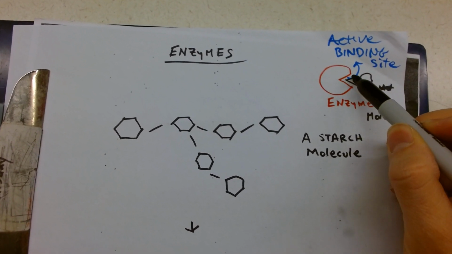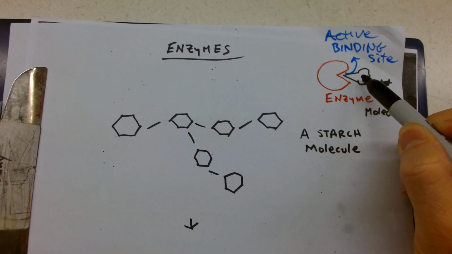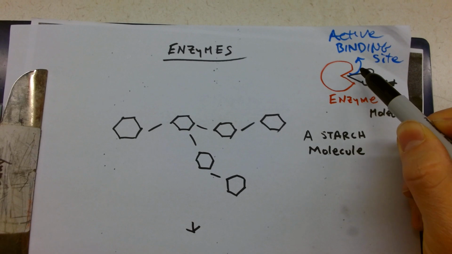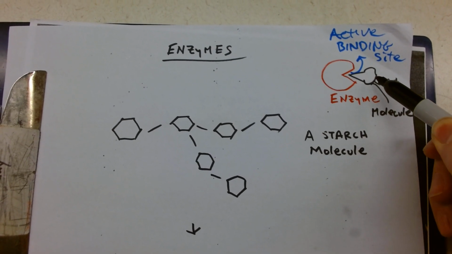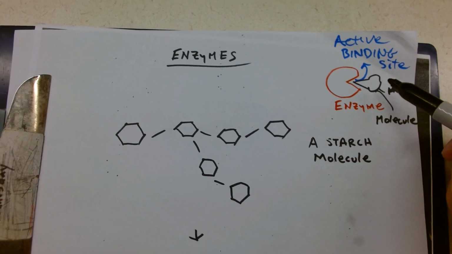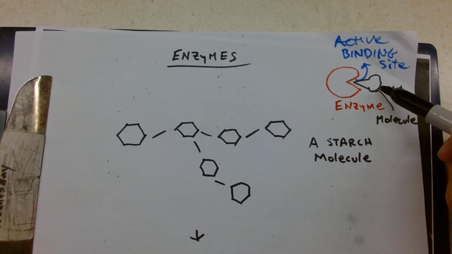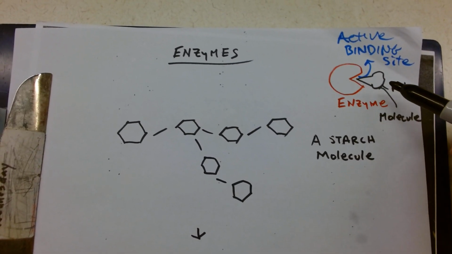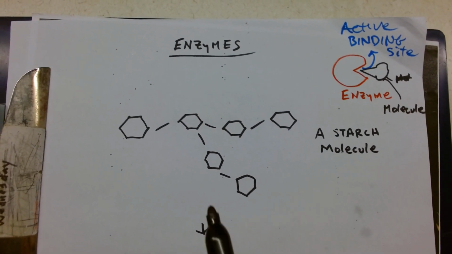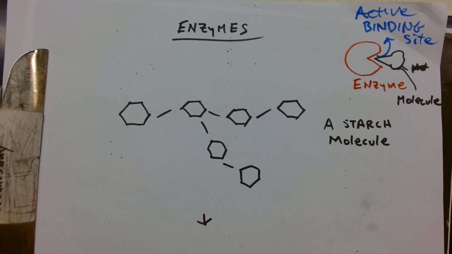have a site on them that binds to whatever molecule in question, and then once it binds, it is able to activate and perform a series of reactions on the molecule. And in this case, what the enzyme is doing is helping to speed up the process of breaking down the molecule. So we have here a starch molecule.